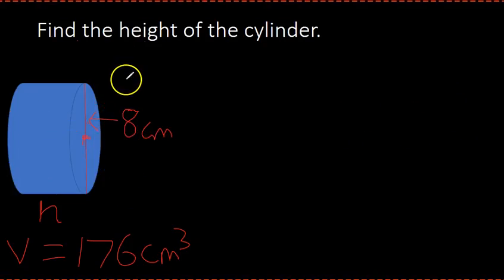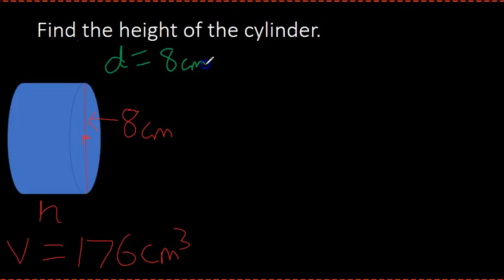So let's find the volume of a cylinder. In this problem they want us to find the height. They gave us the volume already and then the diameter. So let's do some preparatory work. The diameter here is 8 cm. So radius is 1/2 of the diameter. 1/2 of 8 is 4, and that's what we will need.